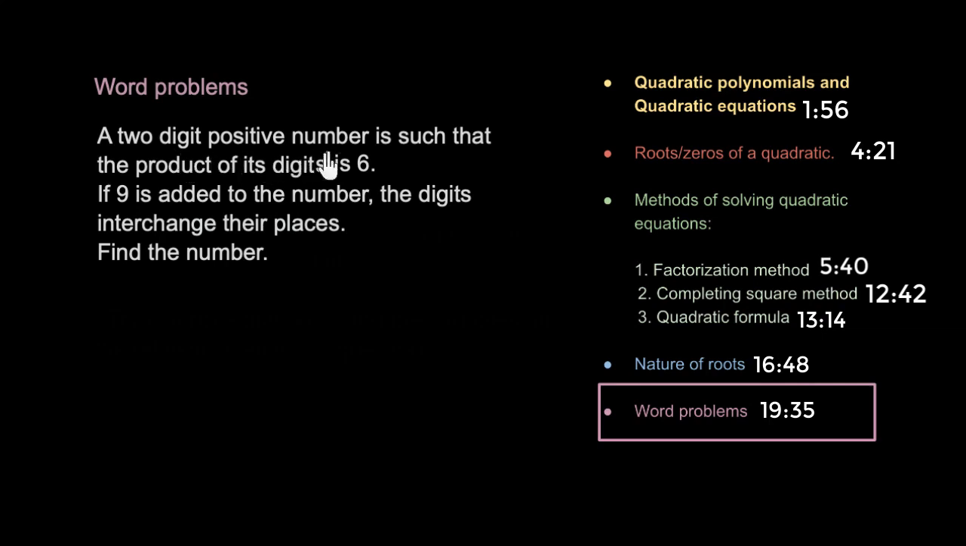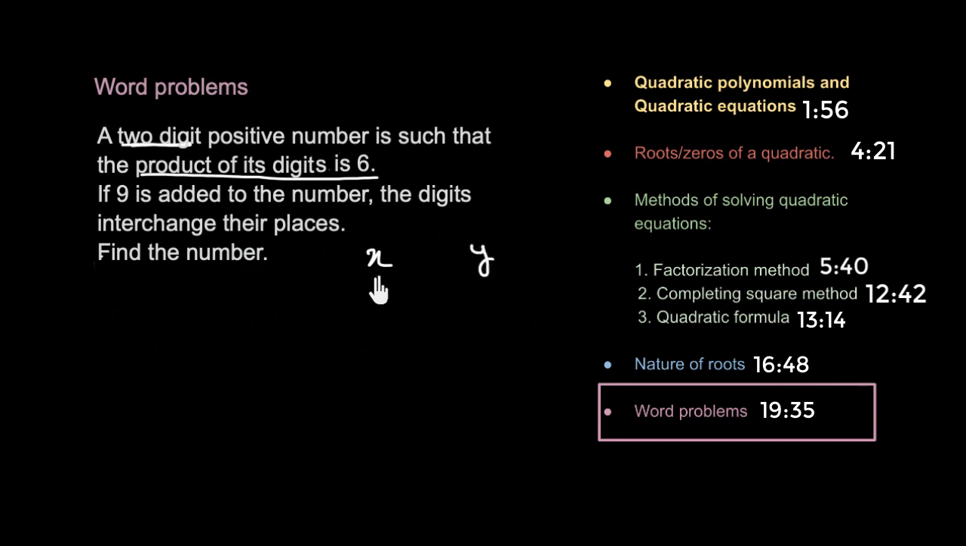A two-digit positive number is such that the product of its digits is 6. If 9 is added to the number, the digits interchange their places. Find the number. So this is the unknown. We need to find the number. So how can we assume a two-digit number? Basically we are talking about the digits at units and tens places. So let's say that the digit at tens place is x and the digit at ones place is y.